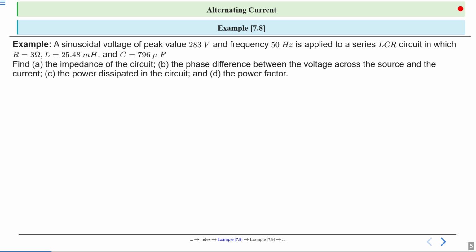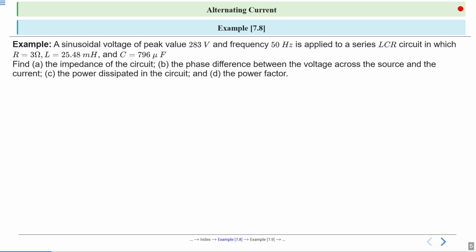A sinusoidal voltage of peak value. Now it is mentioned in the question. We have discussed that if it is not mentioned which value it is, we have to take the RMS value. But if it is mentioned that it is the peak value, then you have to take it as Vm. So this value of voltage is the peak value, 283 volt.